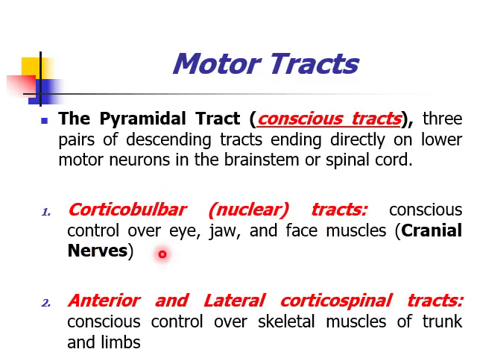Whereas for the spinal cord, we've got another tract called the anterior and lateral corticospinal tracts, and these form the conscious control over the skeletal muscles of the trunk and limbs. So our pyramidal tract is divided into two parts. One part supplies the head and neck muscles, and this is called the corticobulbar or corticonuclear, whereas the other part supplies the rest of the body, the trunk and limbs, and it's called corticospinal. Cortico, coming from the cortex going to the spinal cord, is called the anterior and lateral corticospinal tracts.